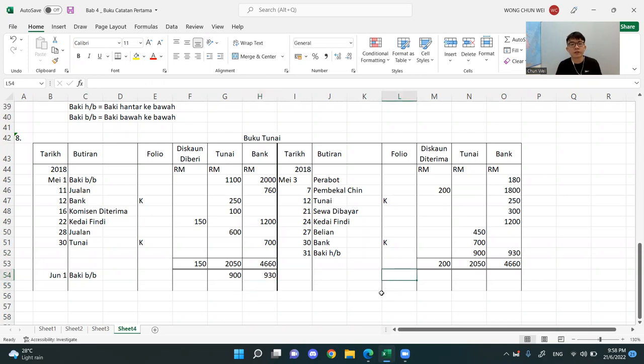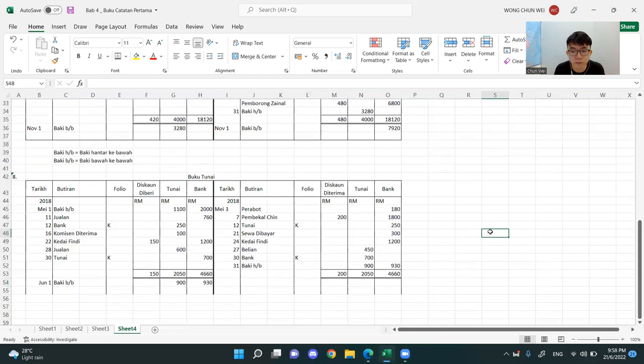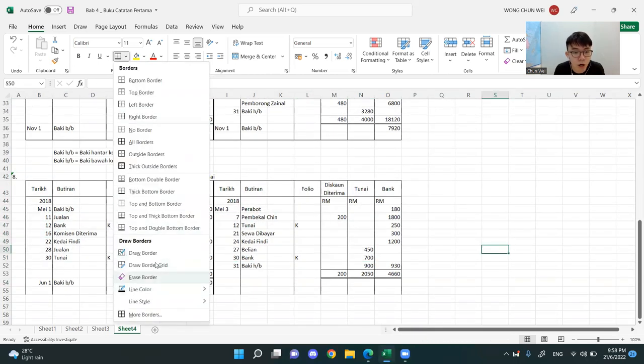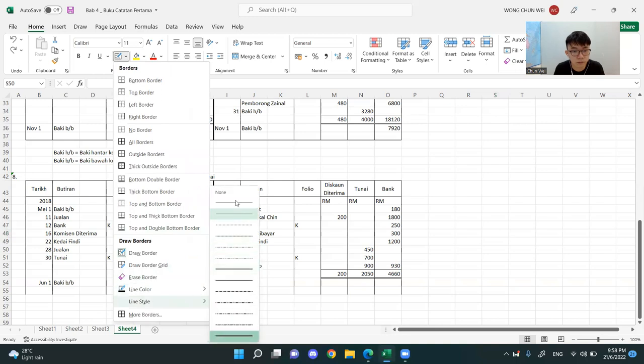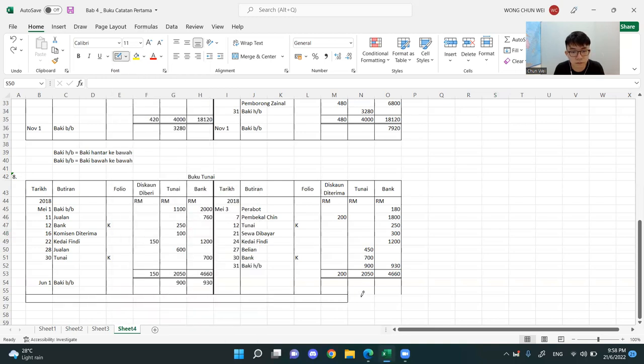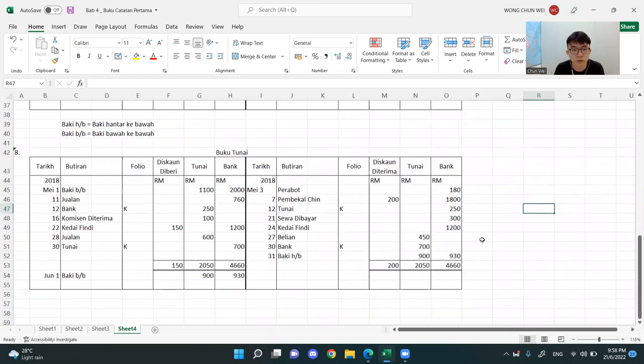So this is the answer for your buku tunai number 8. So that's it. After you're done, if you want, you can close it with one line. Boom, like that. So this will be the Baki BB. Can you see now? It's the same thing here.